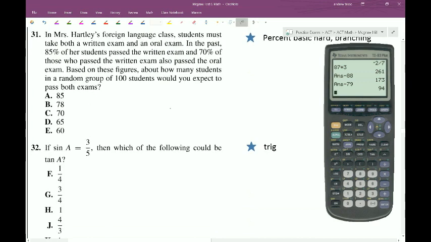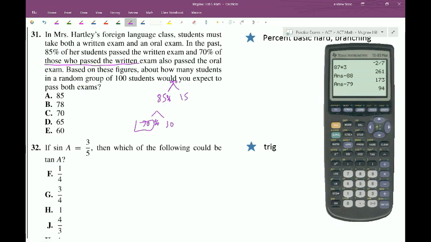Miss Hatley's foreign language class student must pass the written and oral exam. In the past, 85% of her students passed the written, and 70% of those who passed the written also passed the oral. So basically 85 and 15 is the first split from 100, and then from the 85 split, 70 and 30, right? So this is the group that we want. We want 70% of 85% of 100.